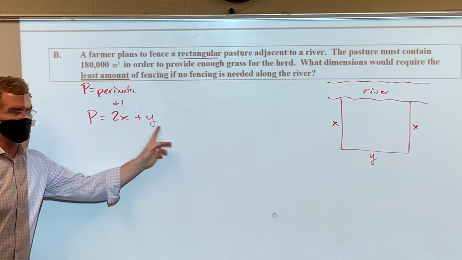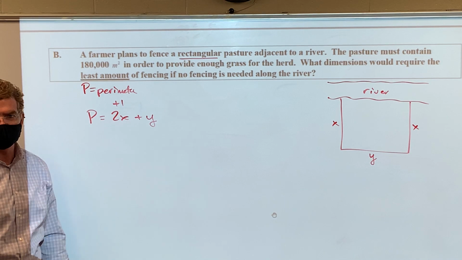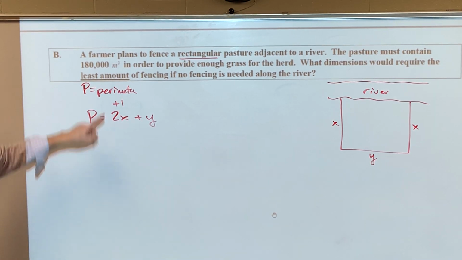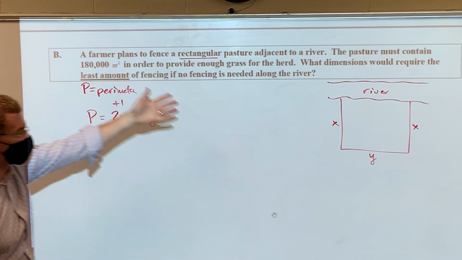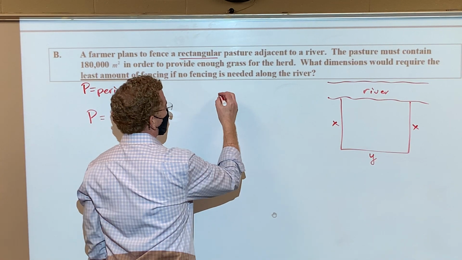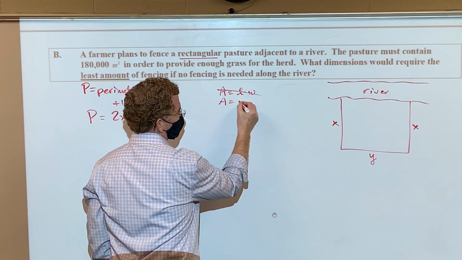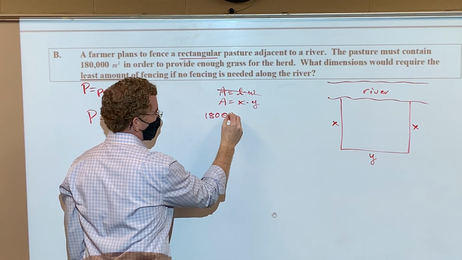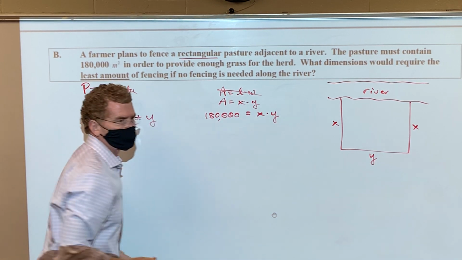Problem is, I got two variables over here. So what else do you know about that figure? Do you know anything else? X times y equals 180. That's right. The area is 180,000 meters squared. And the area of this would be xy. That's my secondary equation. So I'm going to write, since area is length times width, or in this case, area is x times y, I'm going to say area, 180,000, is x times y.